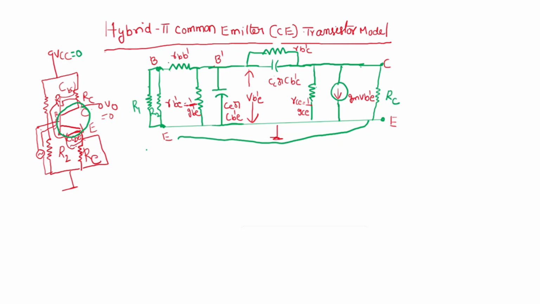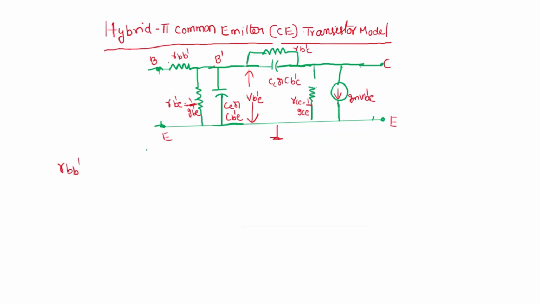I'll start with RBB dash. What is RBB dash? RBB dash is called base spreading resistance. What is this base spreading resistance? Why have you not seen this RBB dash in the case of the H parameter model?